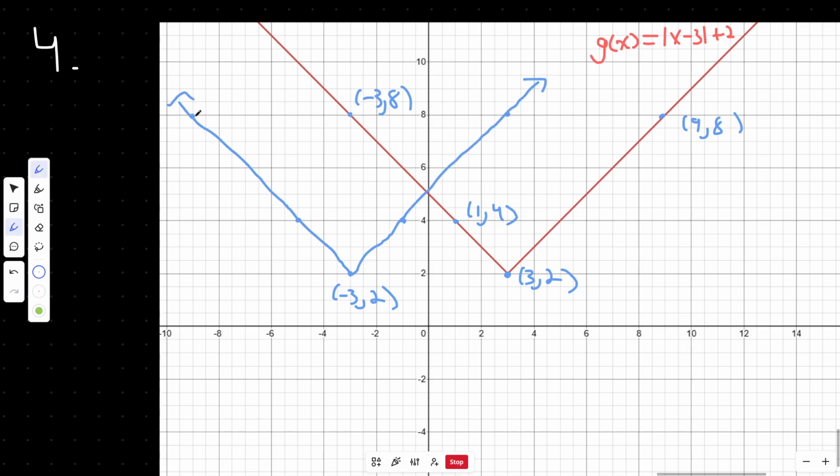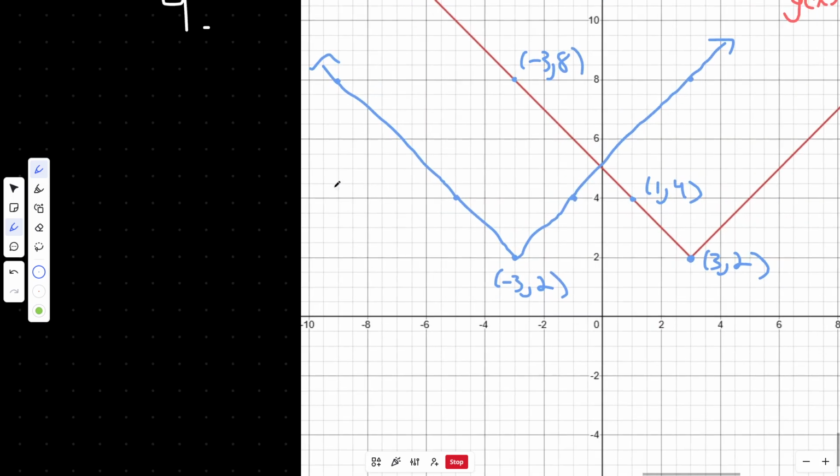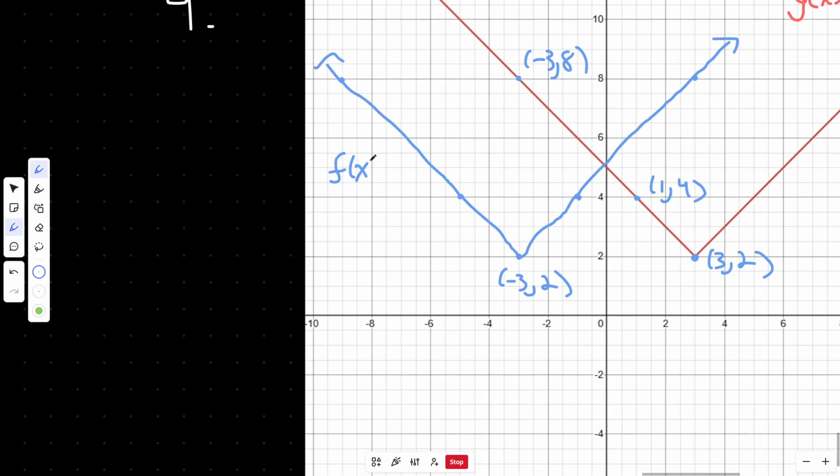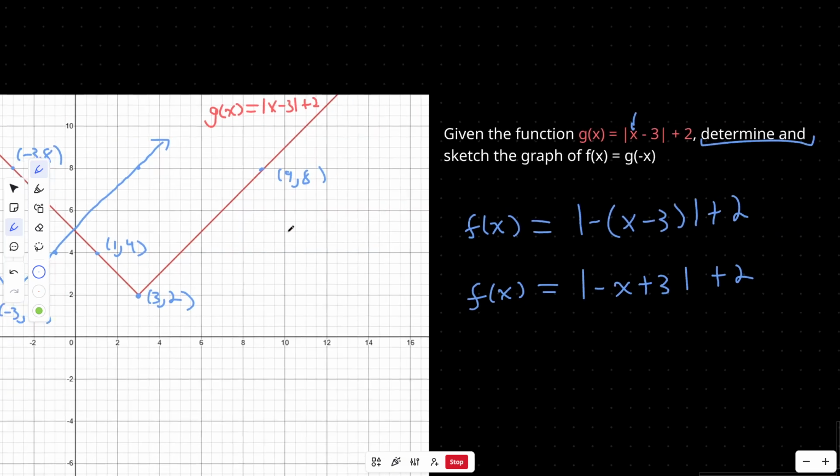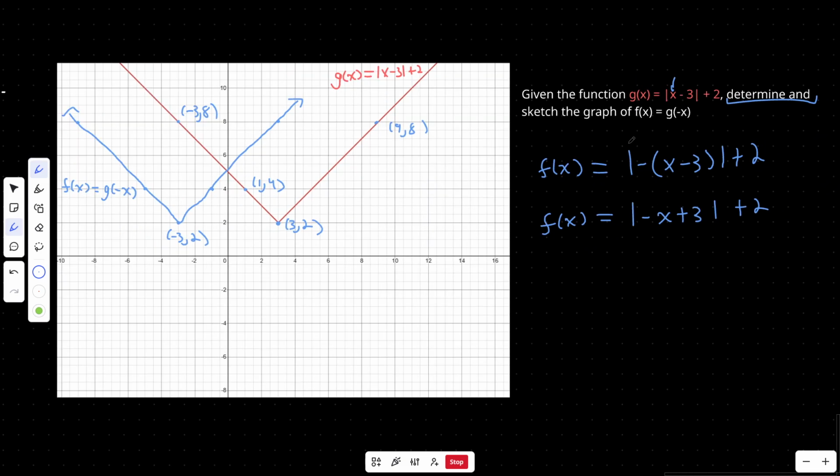Include the arrows. And we've written our function f of x. F of x is equal to g of minus x. There we go. We've answered the questions. See you in the next video.